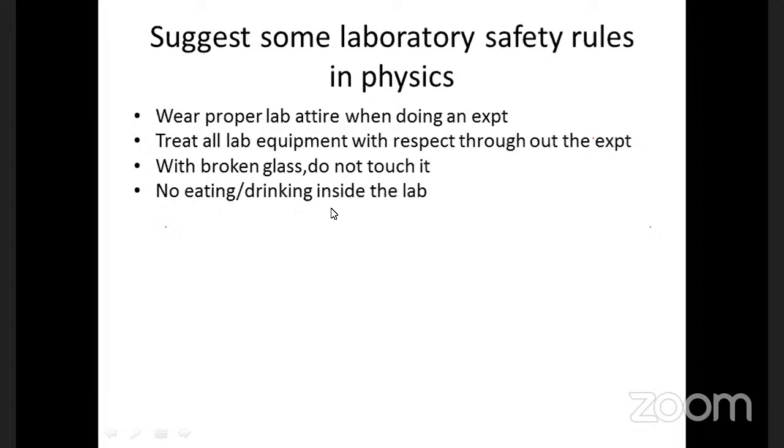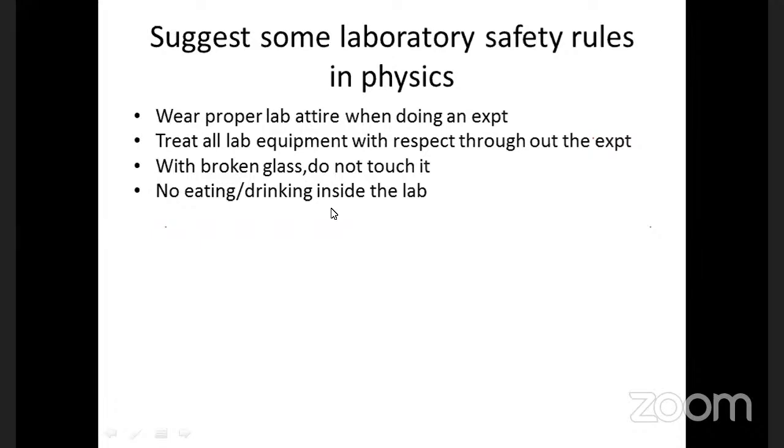We have the next point. I want this one to be read by Isaiah, being quiet. No eating or drinking in the lab. No eating or drinking inside the lab.